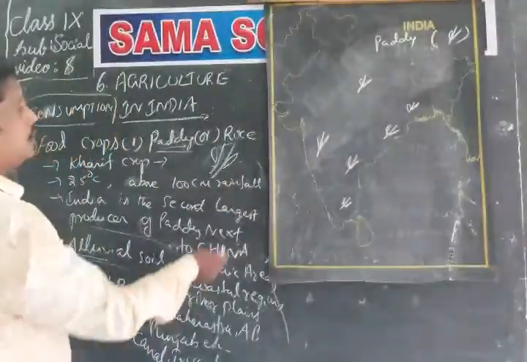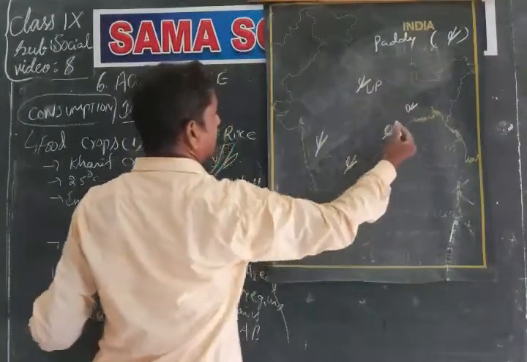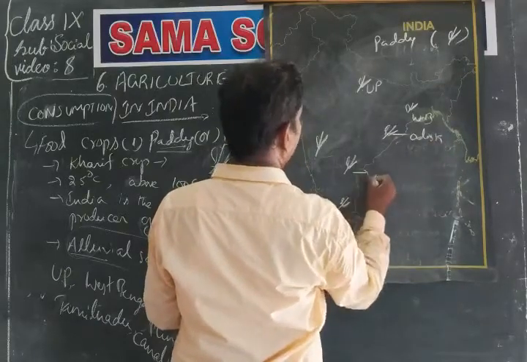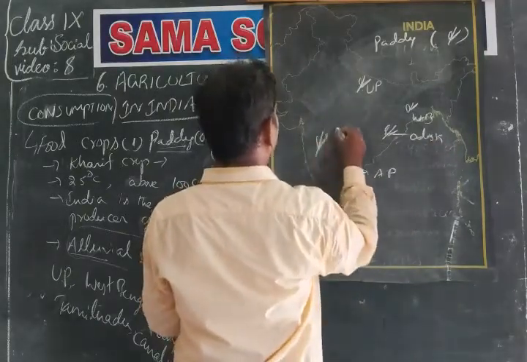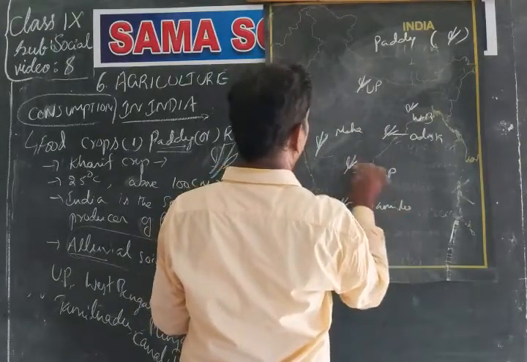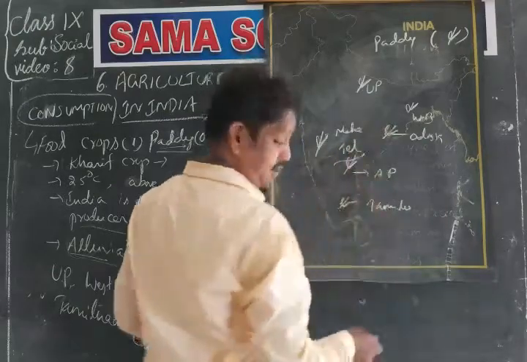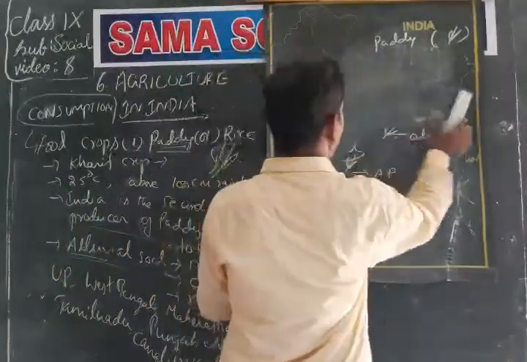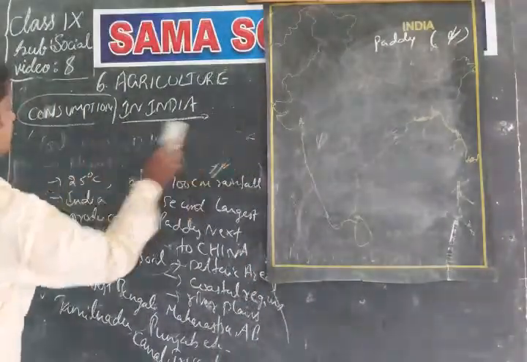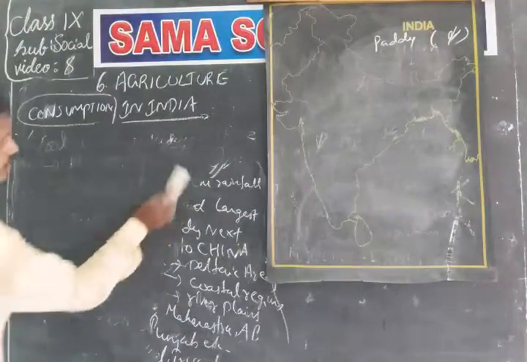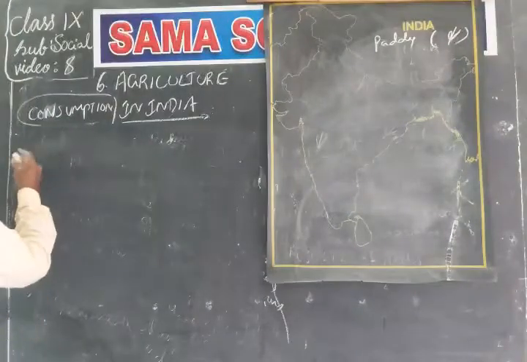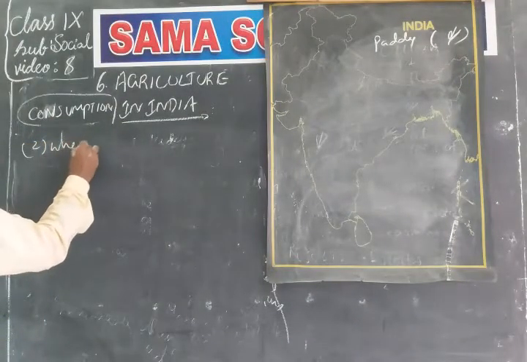Can you identify the places? UP is Uttar Pradesh, this is West Bengal, this is Odisha. But it is not possible to write all: Andhra Pradesh, Maharashtra, Tamil Nadu, and of course Telangana. In all these places we grow the paddy crop. Next is the other important crop in our country, which is a Rabi season crop: wheat. The second important crop in our country is wheat.